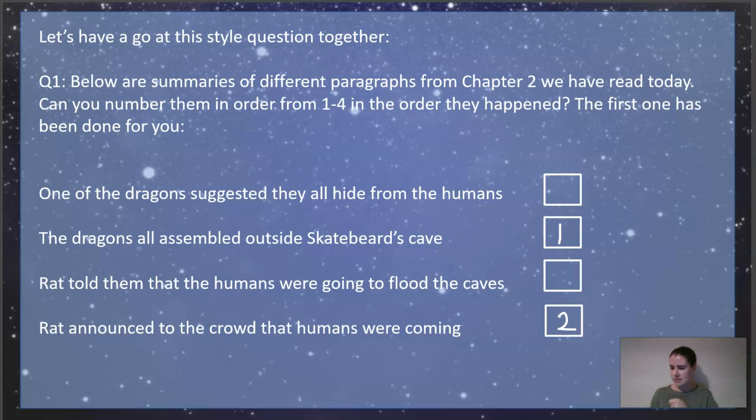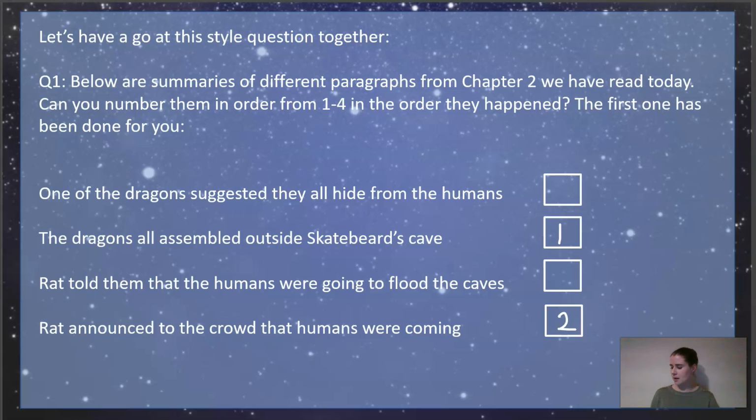If I look on page 7, down from the bottom, it says, "Come up here, Rat, and tell us what you've heard." And obviously Rat goes on to explain that humans are coming. Now, if I read to the bottom of that paragraph, a groan ran through the ranks of the dragons. They raised their heads and pressed closer around the rock where Slatebeard stood. So here we have the reaction of how the dragons actually felt. And then you see that it moves on to explain why the humans are coming.